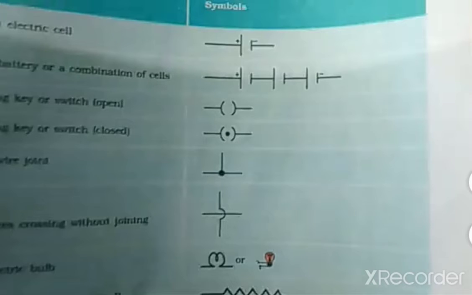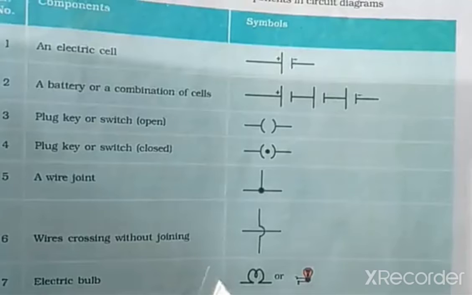Okay, here electric cell means we have to represent like this. And battery, combination of the battery, plug key, switch, plug key, switch open and switch close. You should remember this. A wire joint, wire crossing without joining, and electric bulb. These are the important diagrams of circuit.